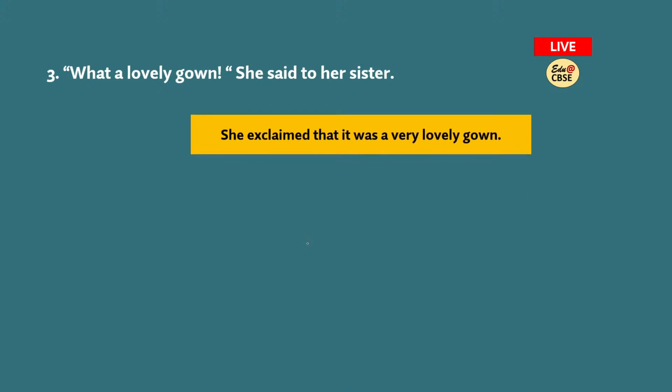Yes, now let's discuss this sentence. This is the answer here. She exclaimed that it was a very lovely gown. Now let's understand why this is the correct answer. So now here we have the exclamation mark.